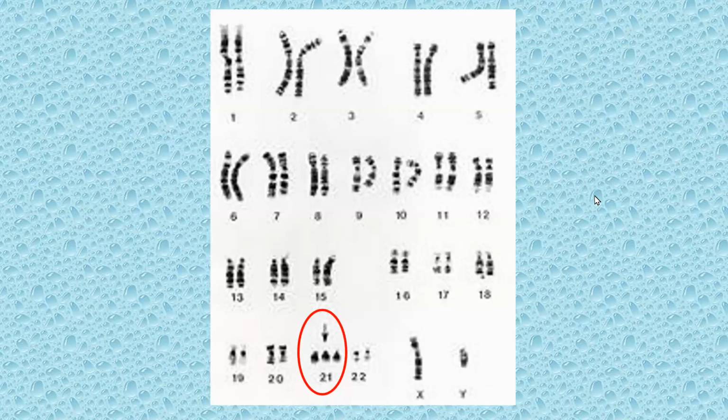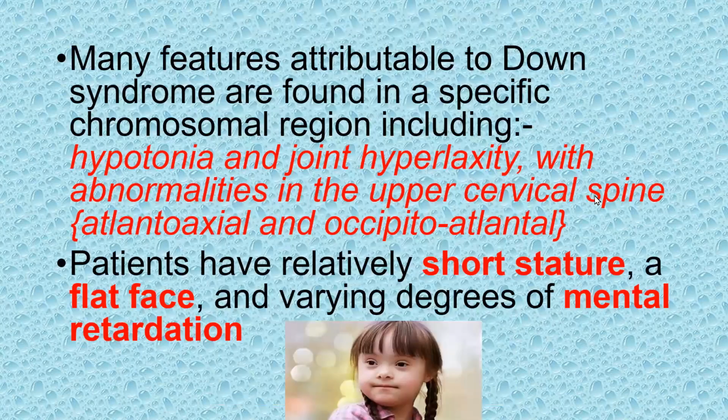Many features attributable to Down syndrome are found in specific chromosomal regions, including hypotonia, joint hyperlaxity, with abnormalities in the upper cervical spine, atlantoaxial, and occipital atlantal. Patients have relatively short stature, a flat face, and varying degrees of mental retardation.